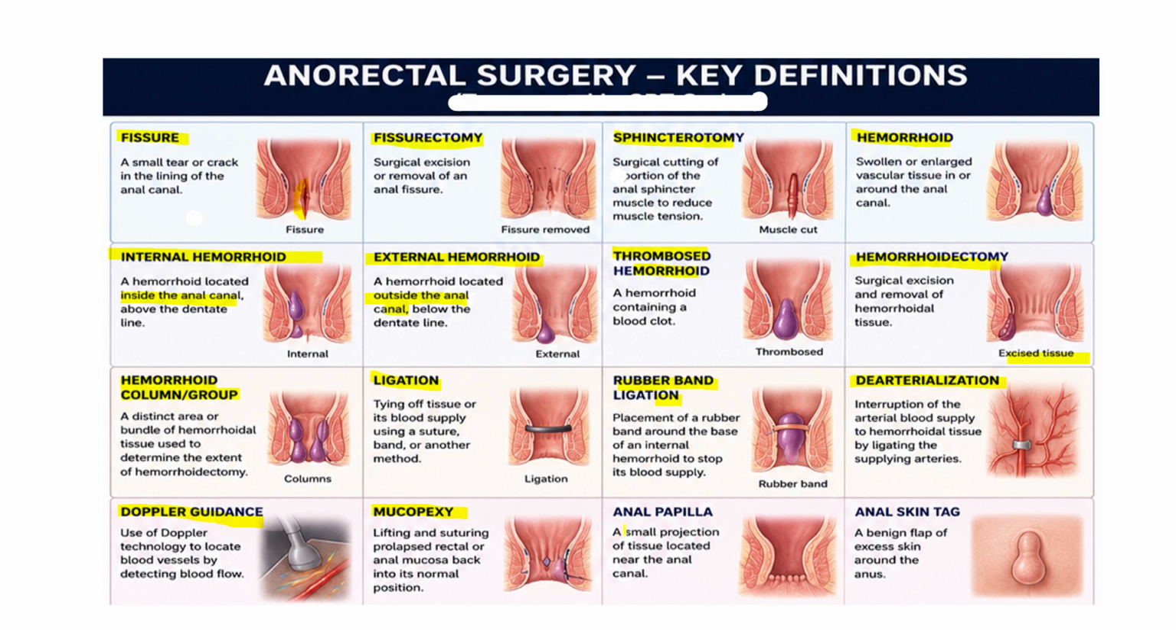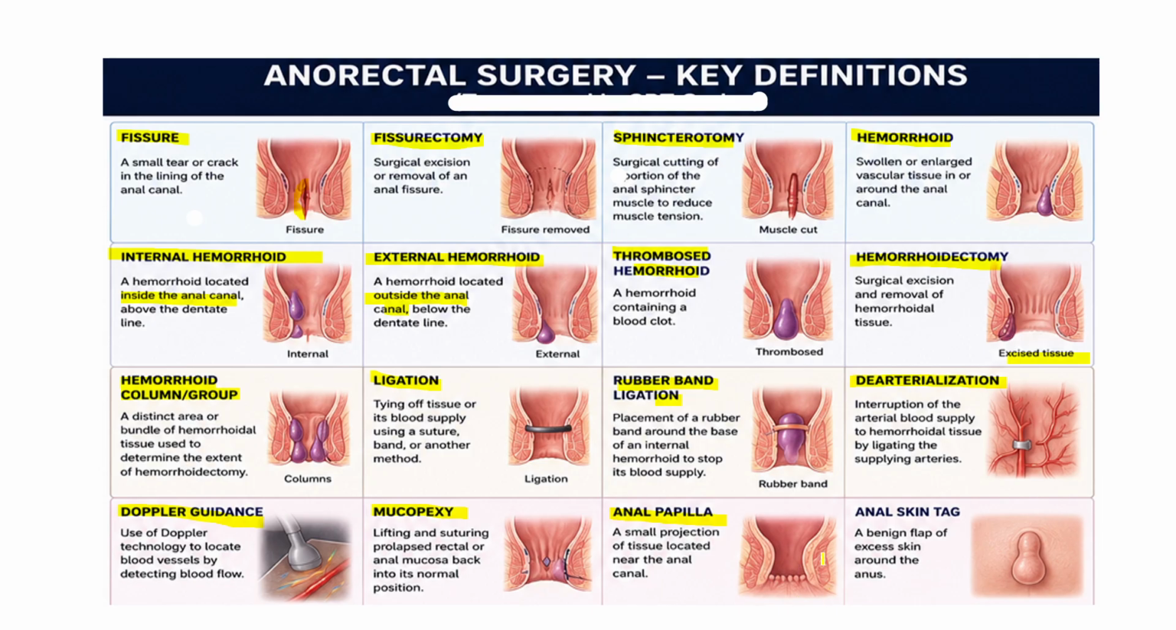Okay, next we have the anal papilla. So what is anal papilla? These are projections near the anal canal. You can see the anal projections near the anal canal, so we call it the anal papilla.